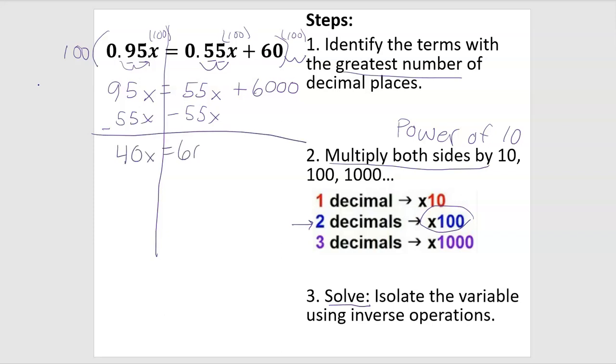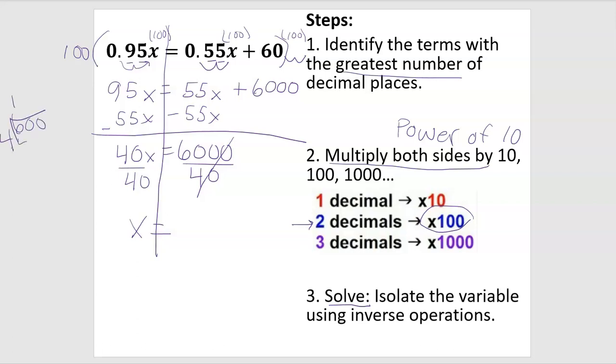40x equals 6,000. Divide by 40 to get x alone. And I'm going to get x equals, well, let's see, 4 goes into 60. Because if I get rid of my decimals there, you're really doing 4 into 600. So we would have to figure out our math there. So let's see here, 600 divided by 4.